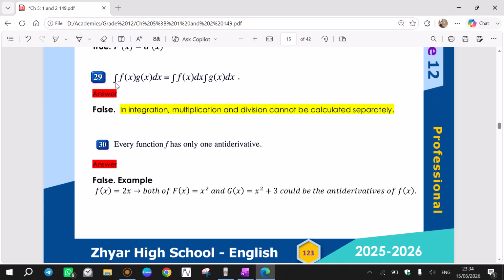Question 29 is false. Integration cannot be distributed on multiplication. Integration could be distributed on addition, subtraction. It cannot be distributed on multiplication and division.